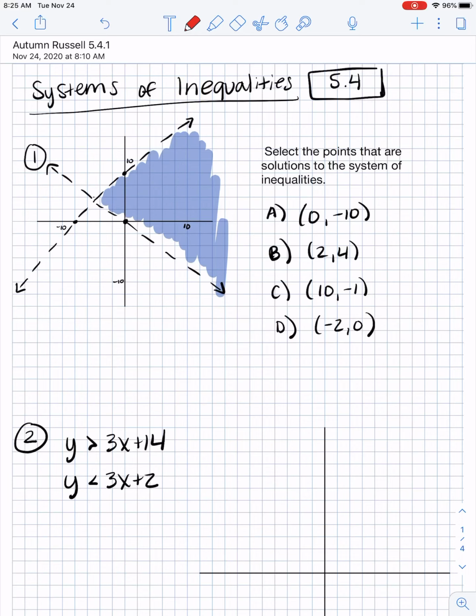Okay, so lesson 5.4.1 on Apex for Algebra 1. It's all about systems of inequalities. So we're going to talk about the graphs here in a second, but I have just this first question.